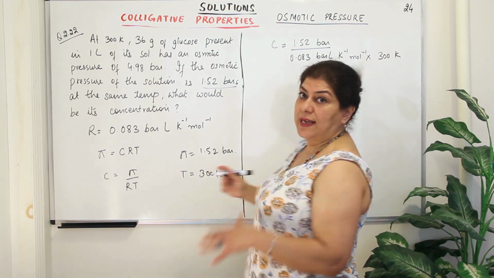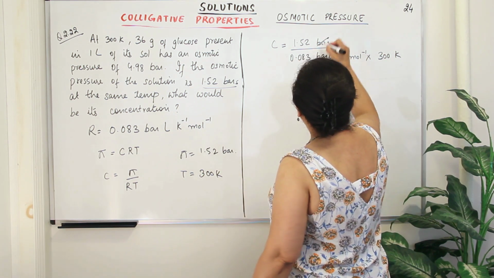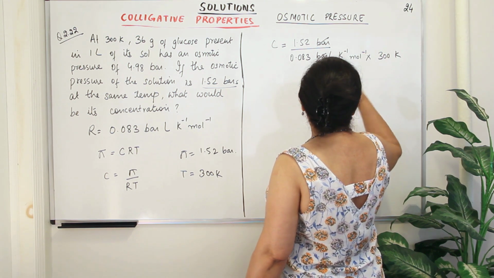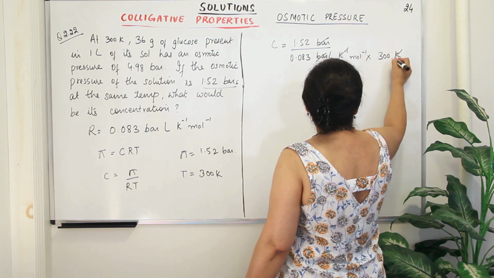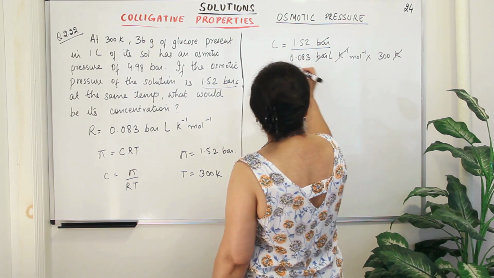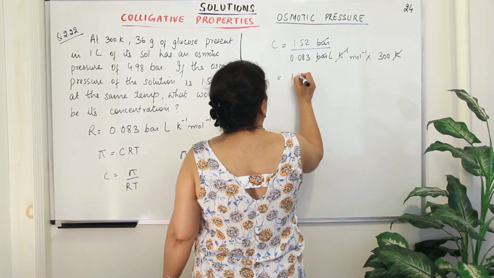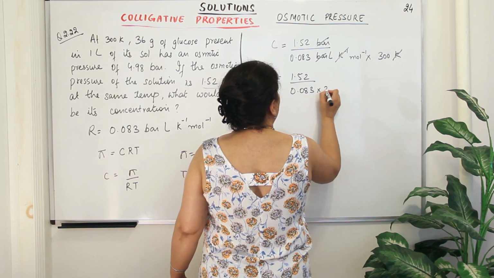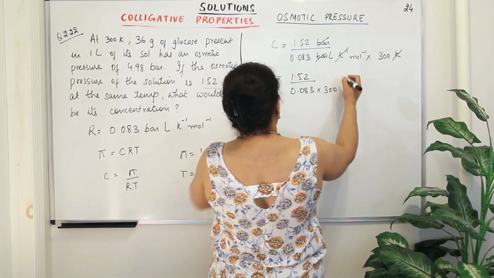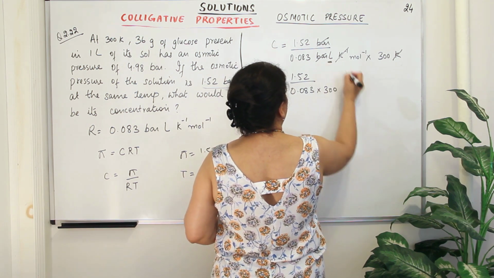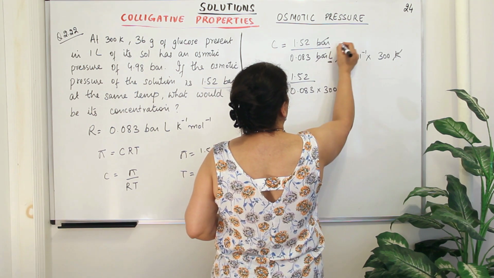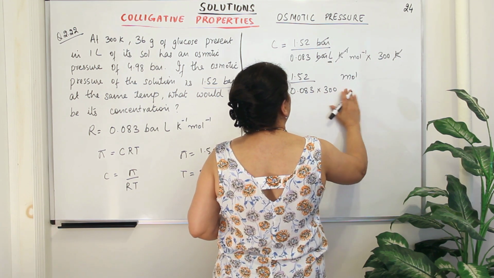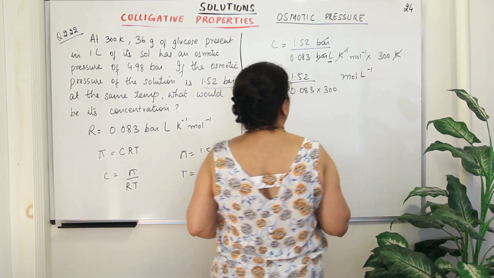So let us cancel out all the units. Bar and bar get cancelled, and concentration should be in moles per liter. Kelvin and Kelvin get cancelled, and per mole, which means that mole goes up here. So you will get 1.52 upon 0.083 into 300. And what are the units? Here you have liter in the denominator, and what is the unit in the numerator? Mole goes up. So you will have mole here, or we could write mole per liter as the unit.